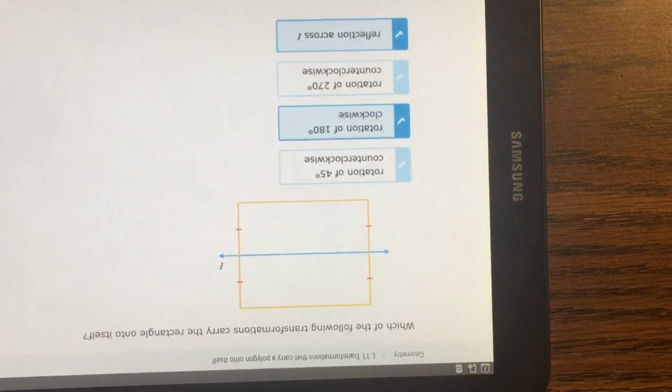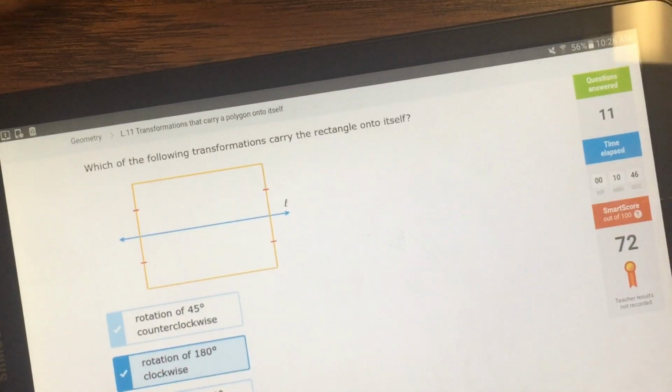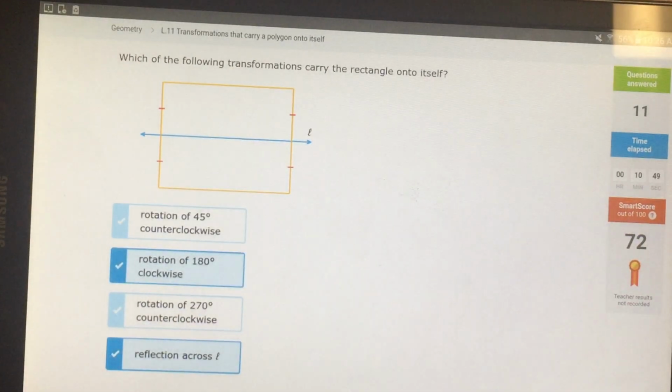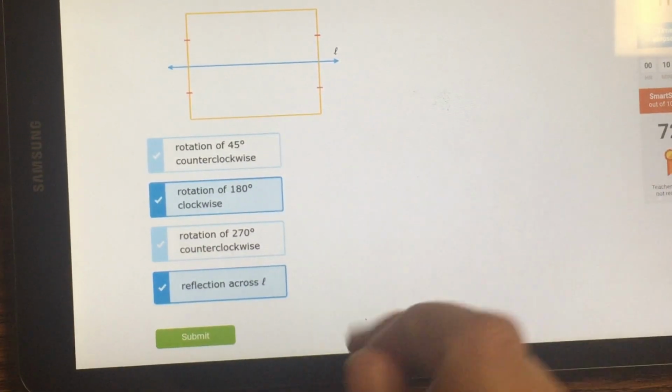So 180 degrees works. If I keep turning it, the only other time it looks exactly the same is when we're back at 360. So only 0, 180, and 360 would work.